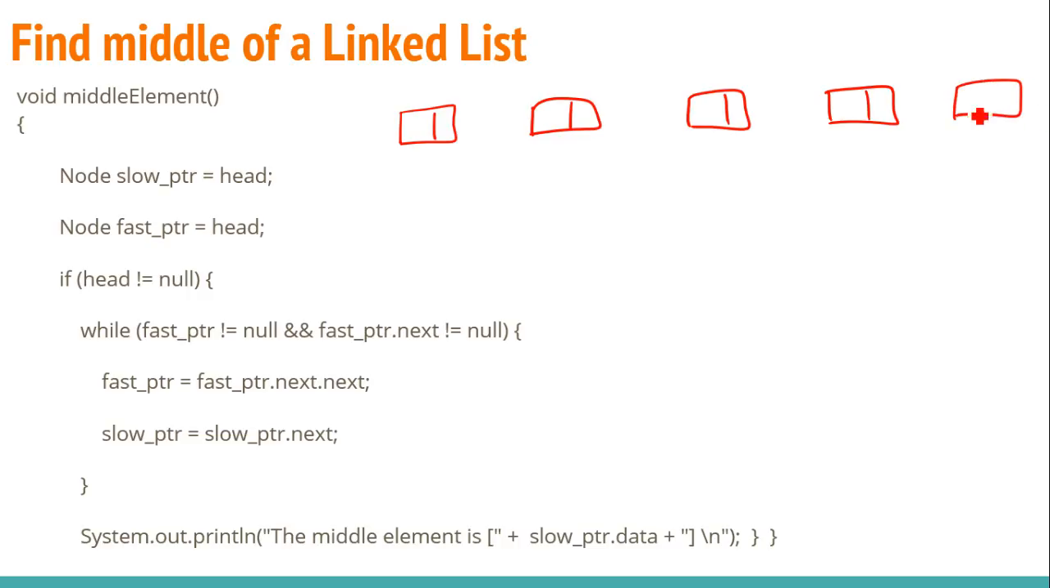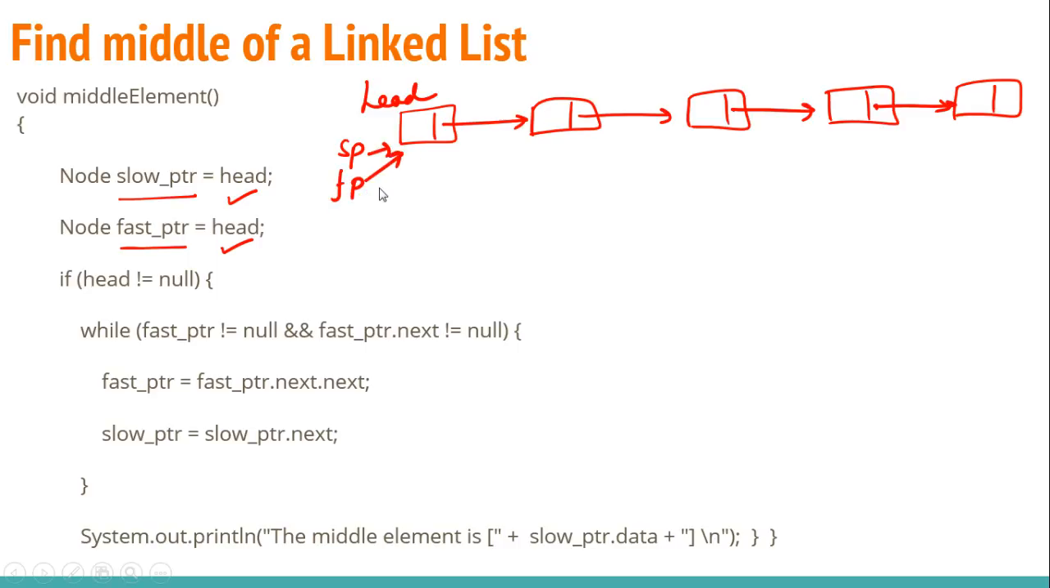Let's say we have these many elements, and this points to next, this points to next, this points to next, and then this points to next. Okay, right? So we created 2 pointers. One is the slow pointer that we initialize to head, and one is the fast pointer that we also initialize to head. So head is the first element of our list. Now both slow pointer, let's say SP, and fast pointer FP are initialized to head.